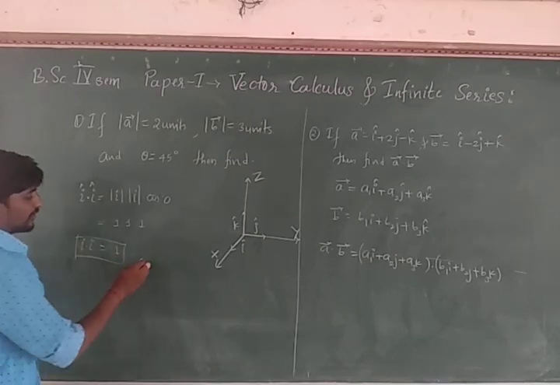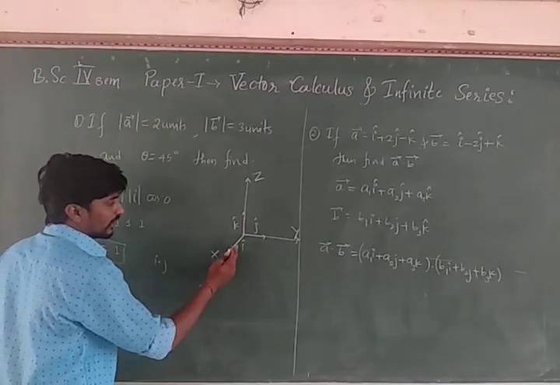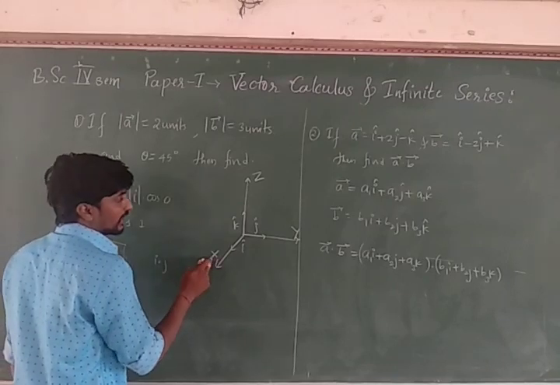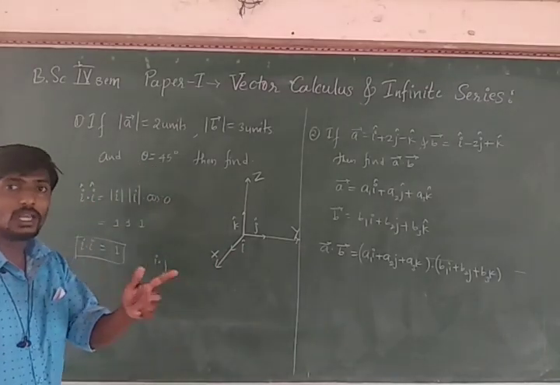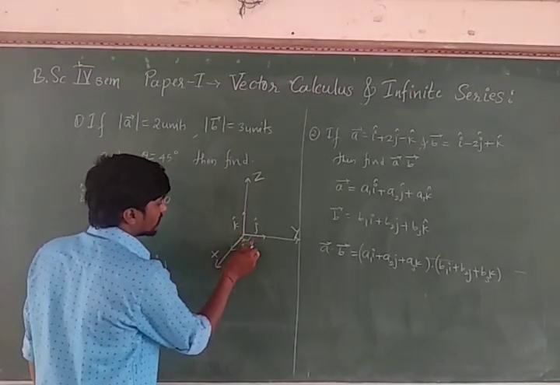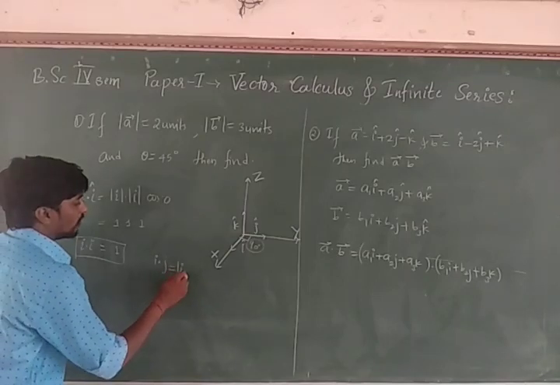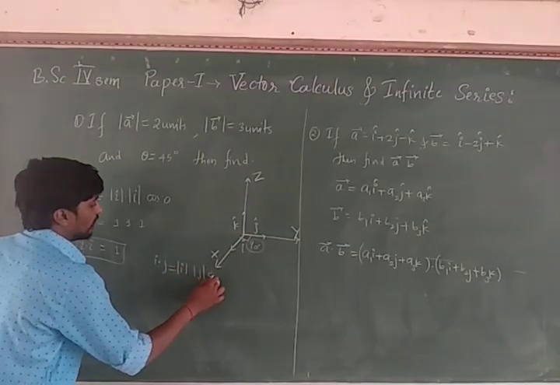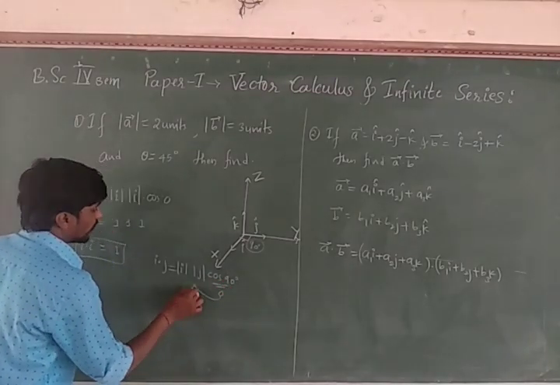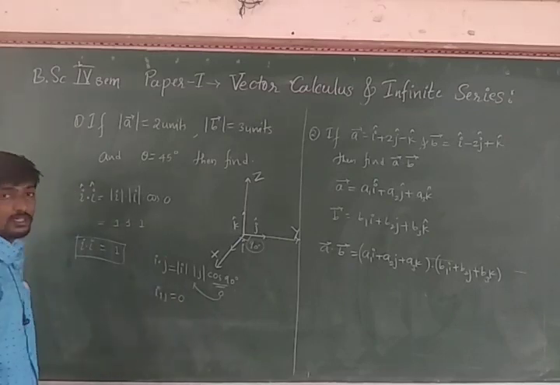Okay. Suppose I consider i dot j. The i vector is along this side and the j vector is along this side. Since the x axis and y axis are perpendicular to each other, the angle between the two axes is always 90 degrees. Is that clear? So in this case, magnitude of i into magnitude of j into cos of 90 degrees. Cos 90 degrees is 0, so the entire multiplication is equal to 0. So i dot j is 0.